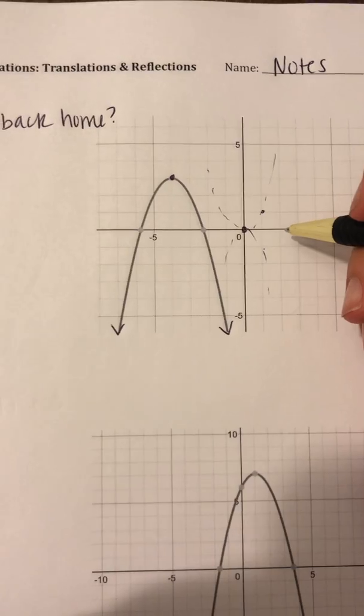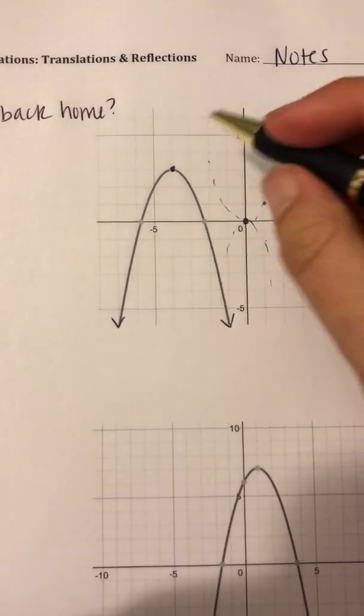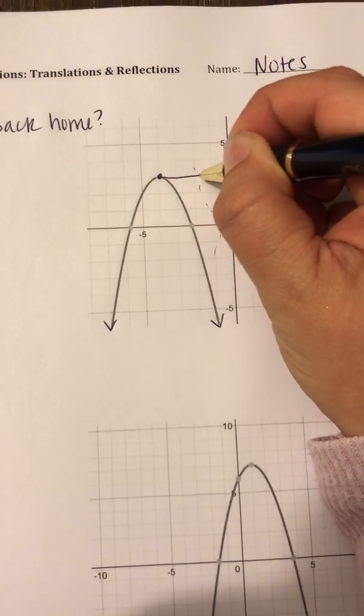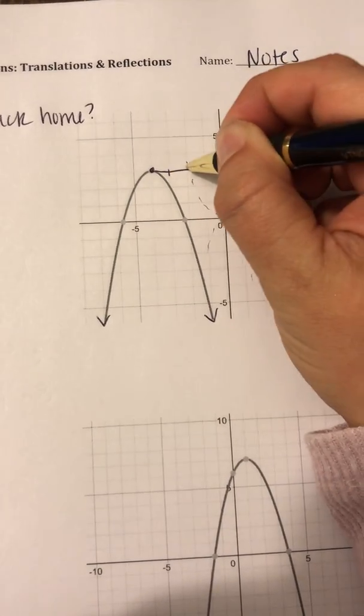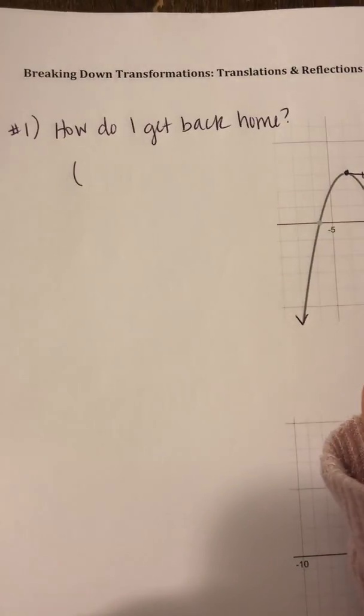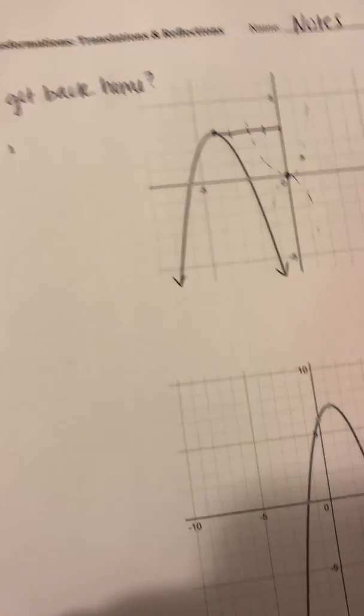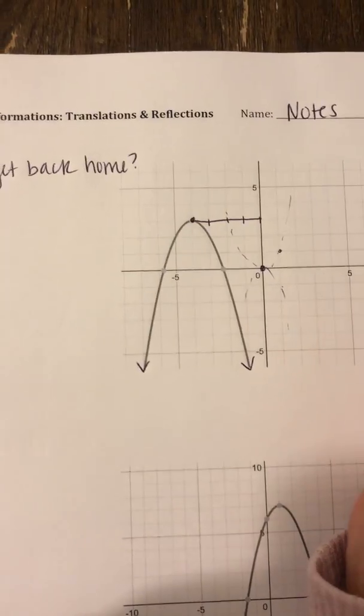Okay, so what we take from that is that the x's are the same as what we've been thinking about. So to get back home here, we're going to move 1, 2, 3, 4 to the right, which when I write my transformation function or equation, I'm thinking that as x plus 4 because I went 4 to the right. Okay, but what about the y? What do we do with that?